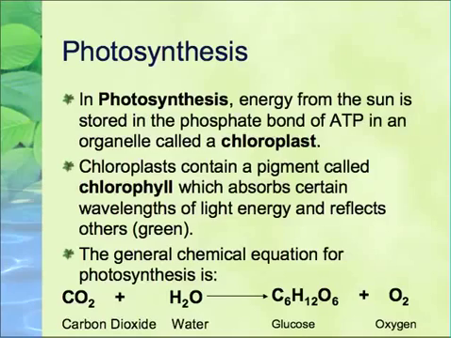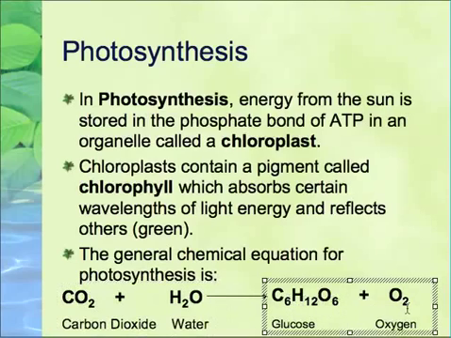Now, the general chemical equation, or what we call the summary chemical equation, is right here. We start out with carbon dioxide and water, and we produce glucose and oxygen. Now, some people might say, well, Mr. Doc, that's not balanced. You happen to be right. It should be 6 carbon dioxides, 6 waters, and you produce 1 glucose and 6 oxygens. But this ain't chemistry class. I just wanted to show you the summary equation.